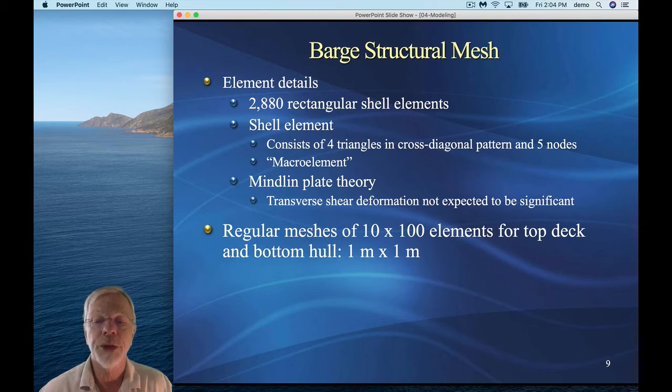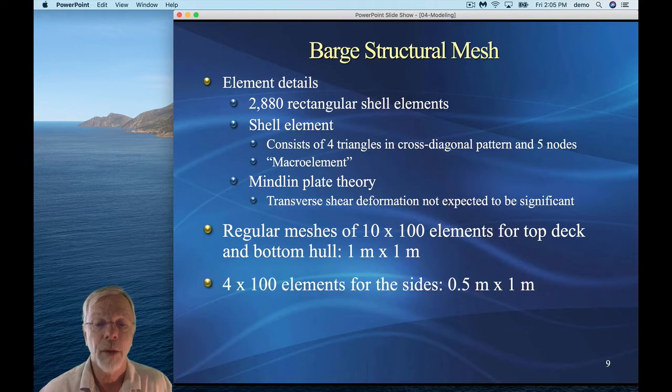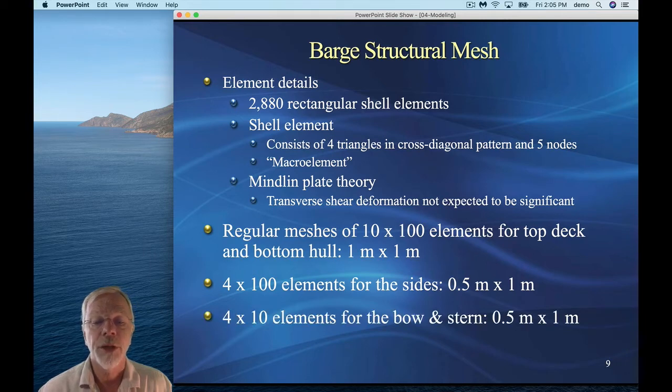Regular meshes were used. The top deck and bottom hull each had 10 by 100 elements, so each element was a 1 meter square. The sides had 4 by 100 elements, so 4 elements through the depth, and these elements were 0.5 meters by 1 meter. Similarly, the bow and stern had 4 by 10 elements, again 0.5 meters by 1 meter. This led to an aspect ratio of either 1 or 2. The aspect ratio is defined as the ratio of the largest dimension of an element to the smallest dimension.